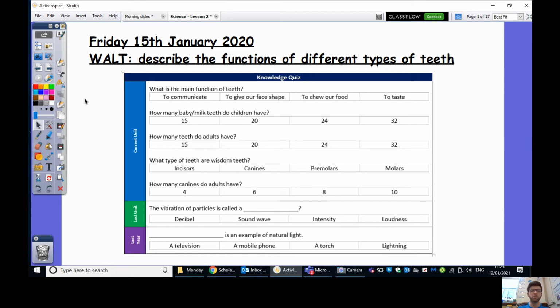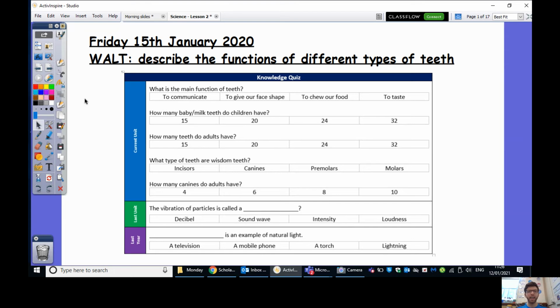Question 1, what is the main function of teeth? Is it to communicate? Is it to give our face shape? To chew our food, or to taste? What is the main function of teeth? If I go too quickly between any of these questions, please feel free to pause and just have a bit more time on them. Question 2, how many baby or milk teeth do children have? 15, 20, 24, or 32?